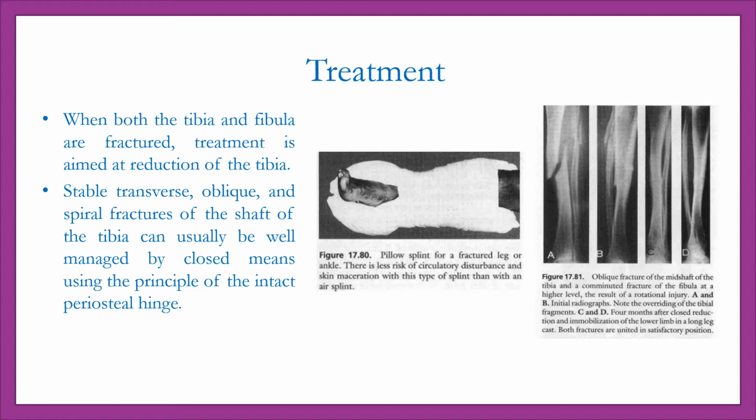Figure 17.81. Oblique fracture of the midshaft of the tibia and a comminuted fracture of the fibula at a higher level, the result of a rotational injury. A and B, initial radiograph. Note the overriding of the tibial fragments. C and D, 4 months after closed reduction and immobilization of the lower limb in a long leg cast, both fractures are united in satisfactory position.